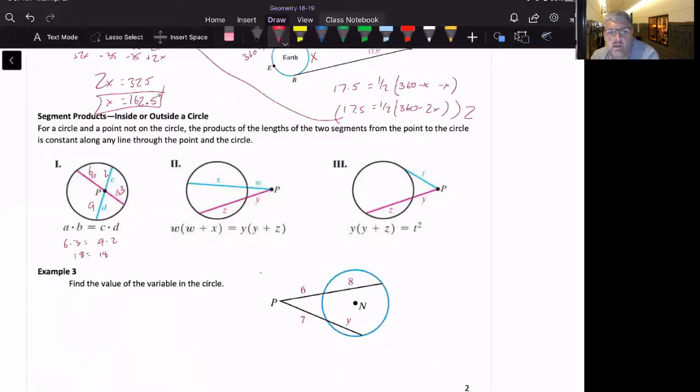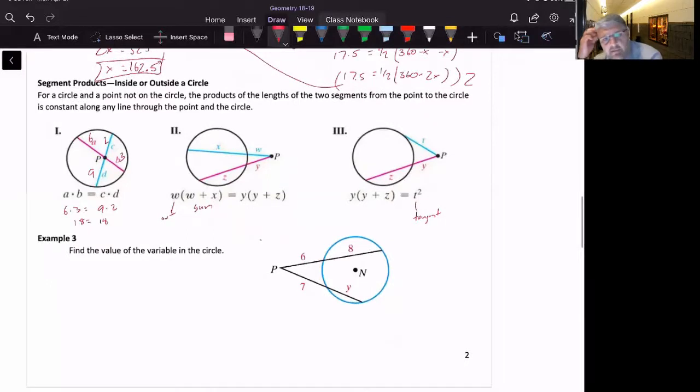Right, so the product of the two is the same. If it intersects outside the circle, your product is the piece that's outside and then the sum of both parts. If you have a tangent, then it's just that part squared. So it's t squared since it's a tangent.